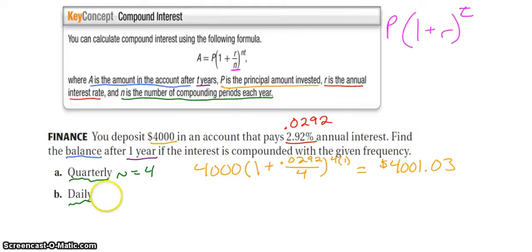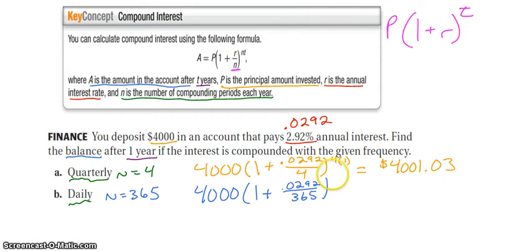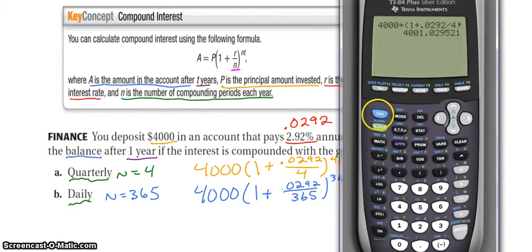Now let's take a look at the next one. And it says daily. So daily, there are 365 days in a year, so n equals 365. Same exact setup, except my n is different. 365 times 1, because it's still 1 year. Now if I type that into my calculator, I'm just going to hit second enter just to call up the prior entry. So I just have to edit it slightly. I get $4,001.12.